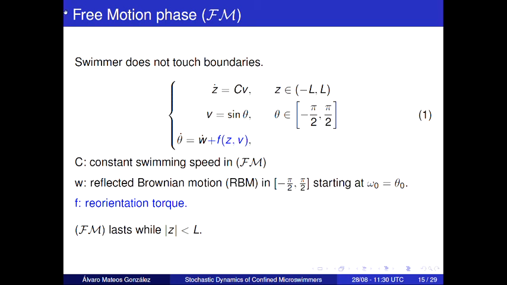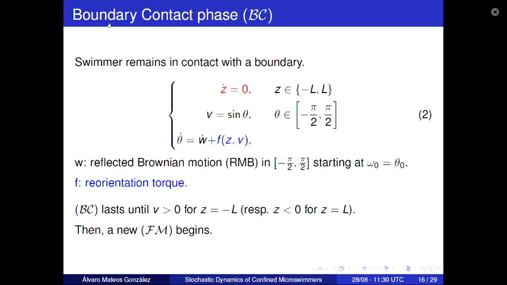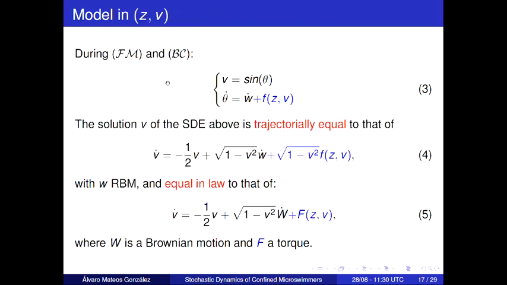We follow Lee and Tang in the fact that we have free motion phases and boundary contact phases. And in both of these phases, we consider that there's a reorientation torque, which we are not going to express in any specific way. We just say that there is a reorientation torque, which we will later define. Okay. At boundary contact, the variation in position is 0 until the velocity orients away from the boundary, of course. Okay. And by means of Ito's lemma, we can deduce the equation that governs the evolution of V, the normalized vertical speed. Here we have a torque term, F.